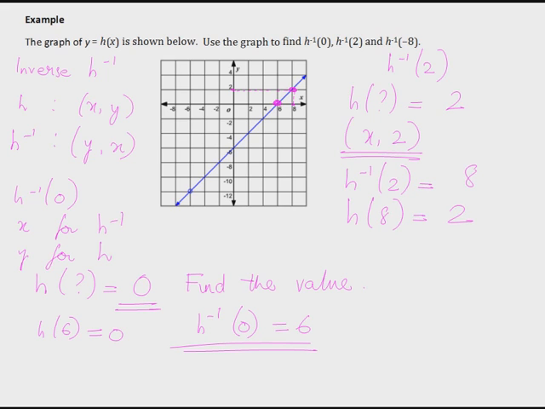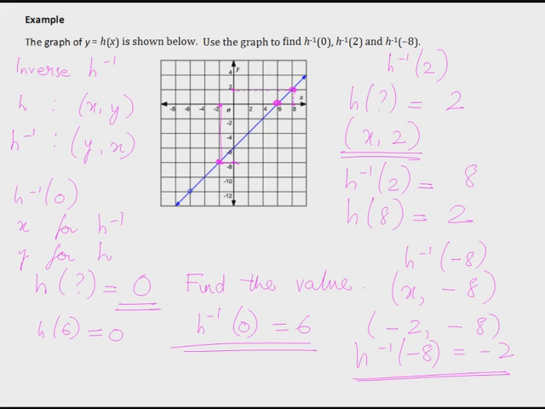Find h inverse minus 8. Again, I have to find an x coordinate whose y coordinate is minus 8. So I head to minus 8 on the y-axis. I find the point. It's here. I find its x coordinate. It's minus 2. So that x is minus 2 for which the y is minus 8. In other words, h inverse minus 8 is minus 2.